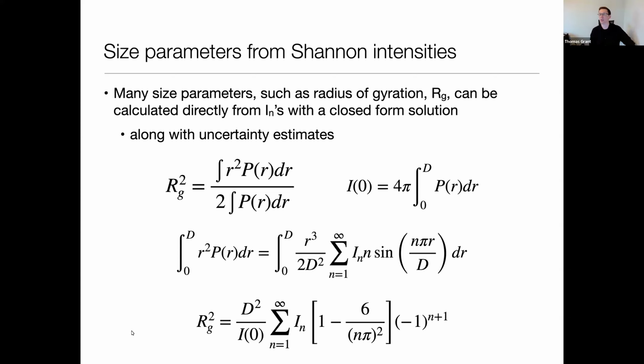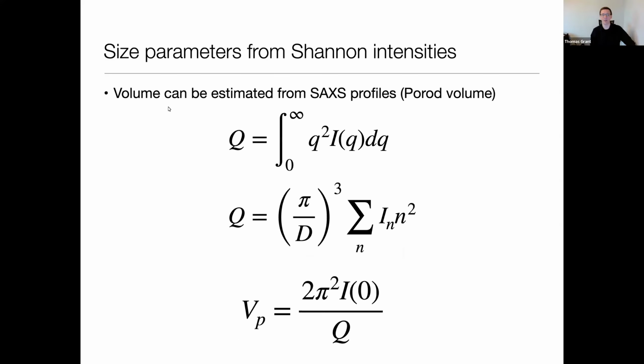All right, so you can't do this with something like GNOME. GNOME has to get the radius of gyration by actually numerically approximating these integrals using things like the trapezoid rule. And we can do the same thing with volume. Volume is another common parameter.